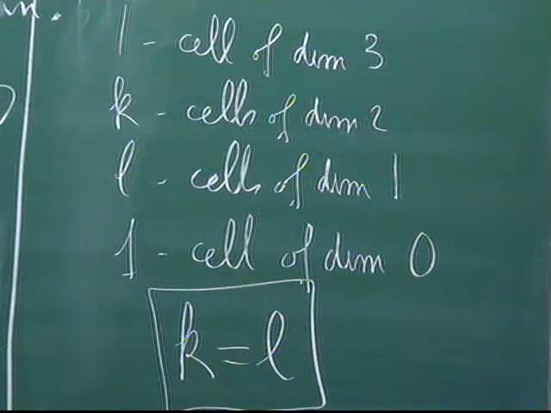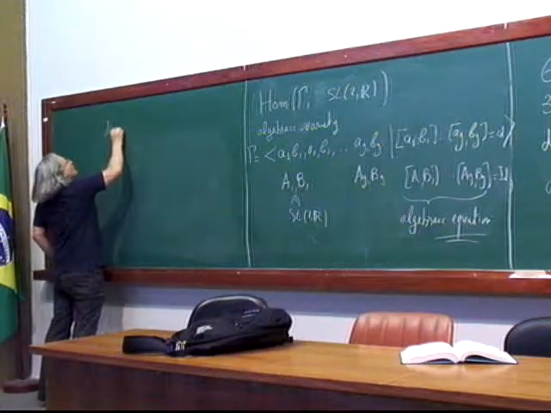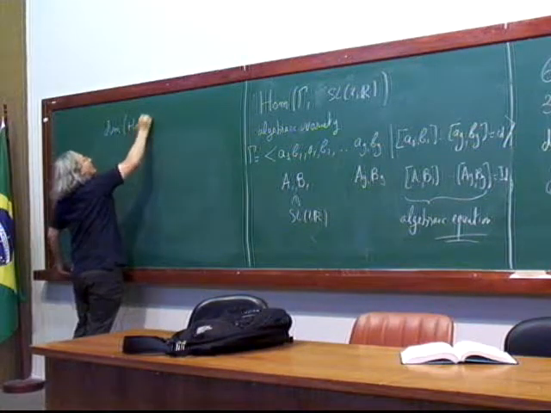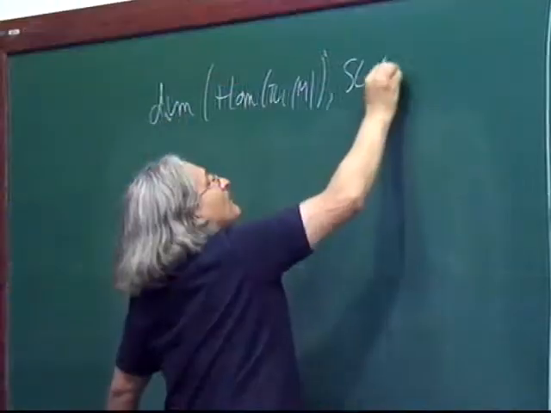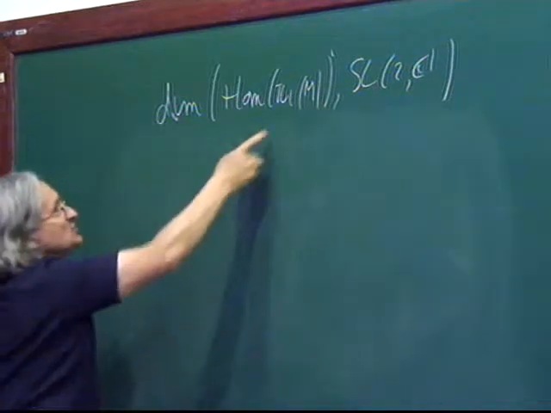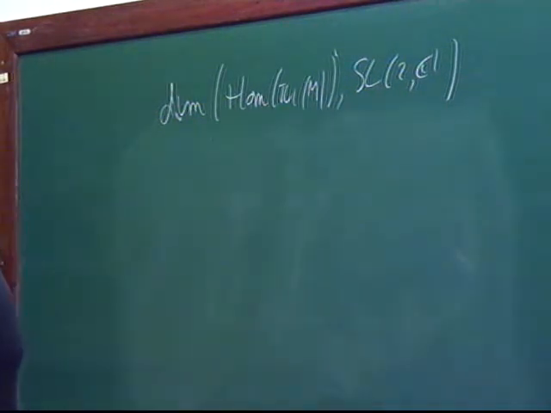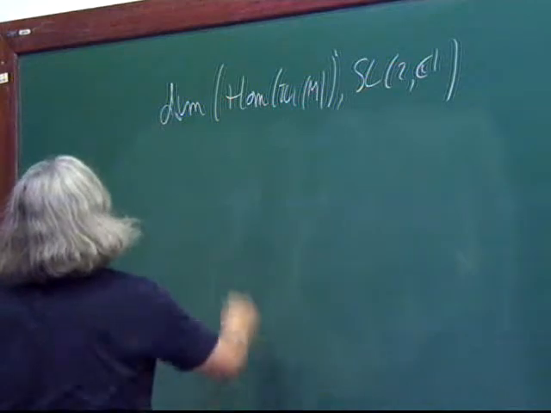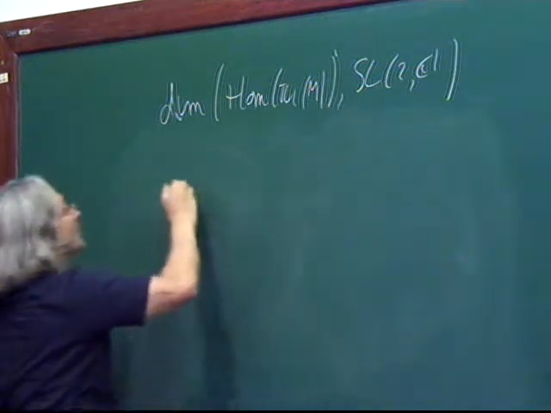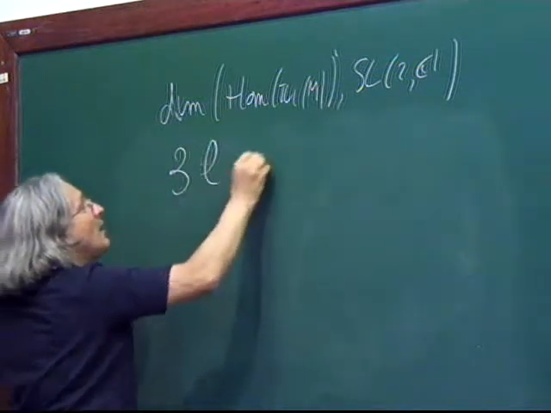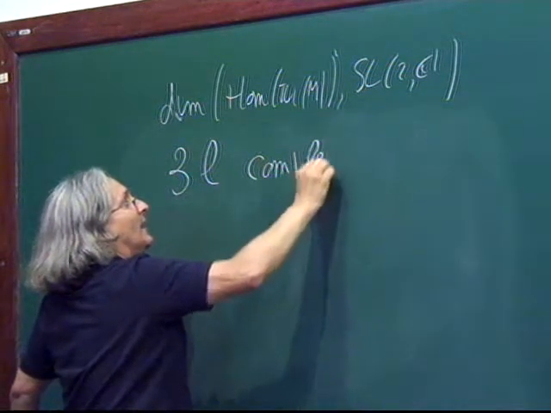Now, if I want to compute this dimension using this intuitive count, I want to count the dimension of Hom(pi 1 M, SL2C). Well, for each generator, and I have L generators, I have to choose a 3 by 3 matrix. So I have 3L complex unknowns.